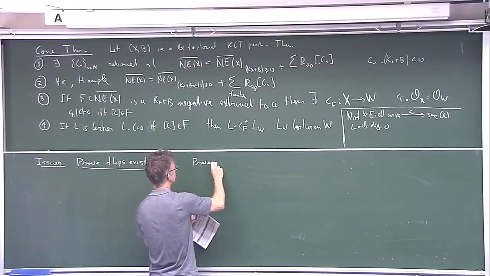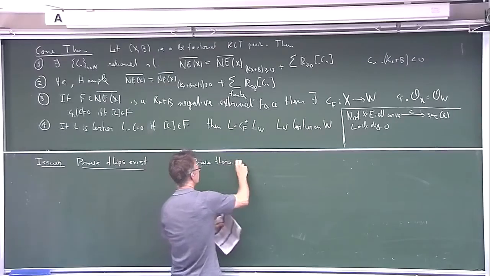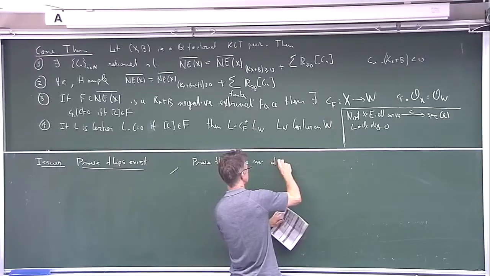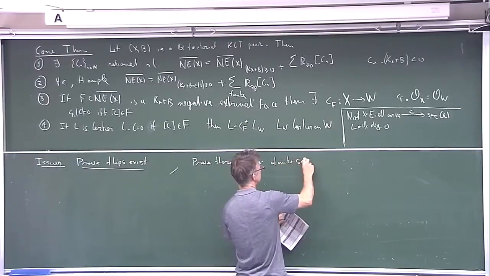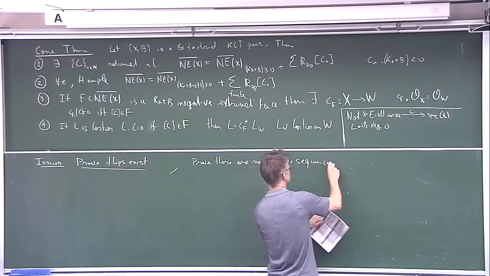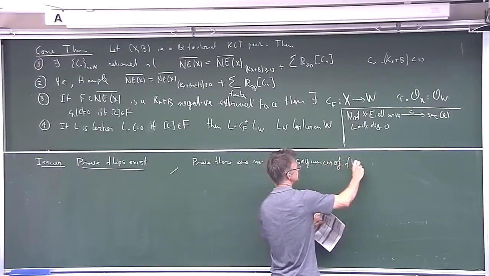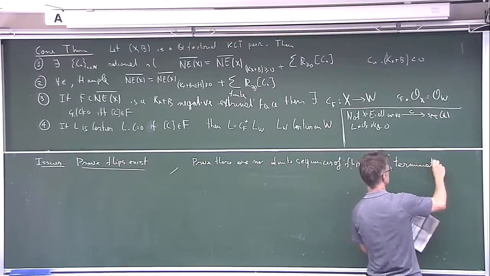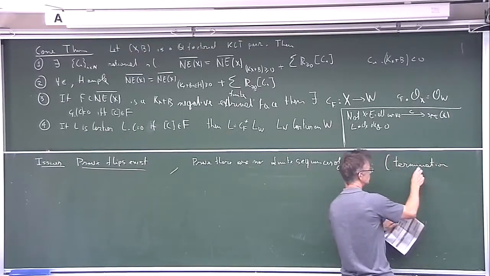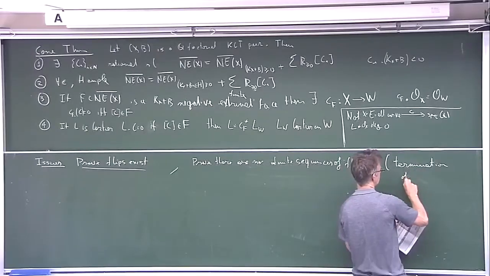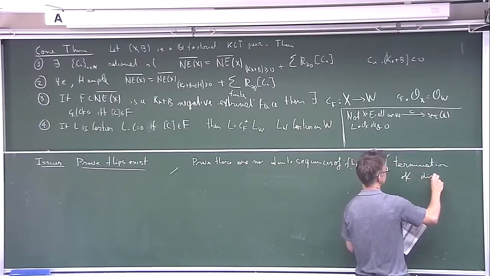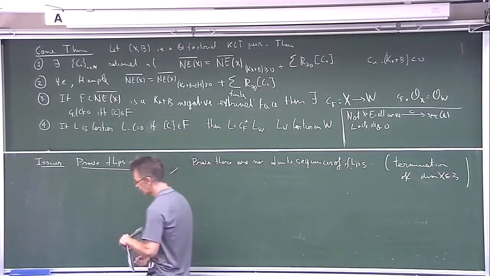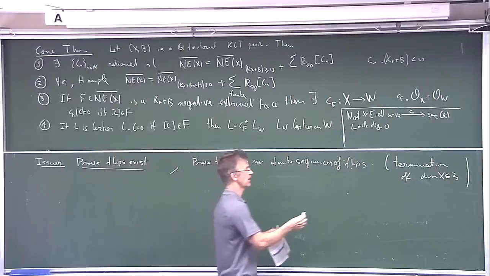prove there are no infinite sequences of flips. This is known as the termination problem. And this is known to be true in dimension of X less than or equal to 3. So why is it enough to show that we have termination of flips?